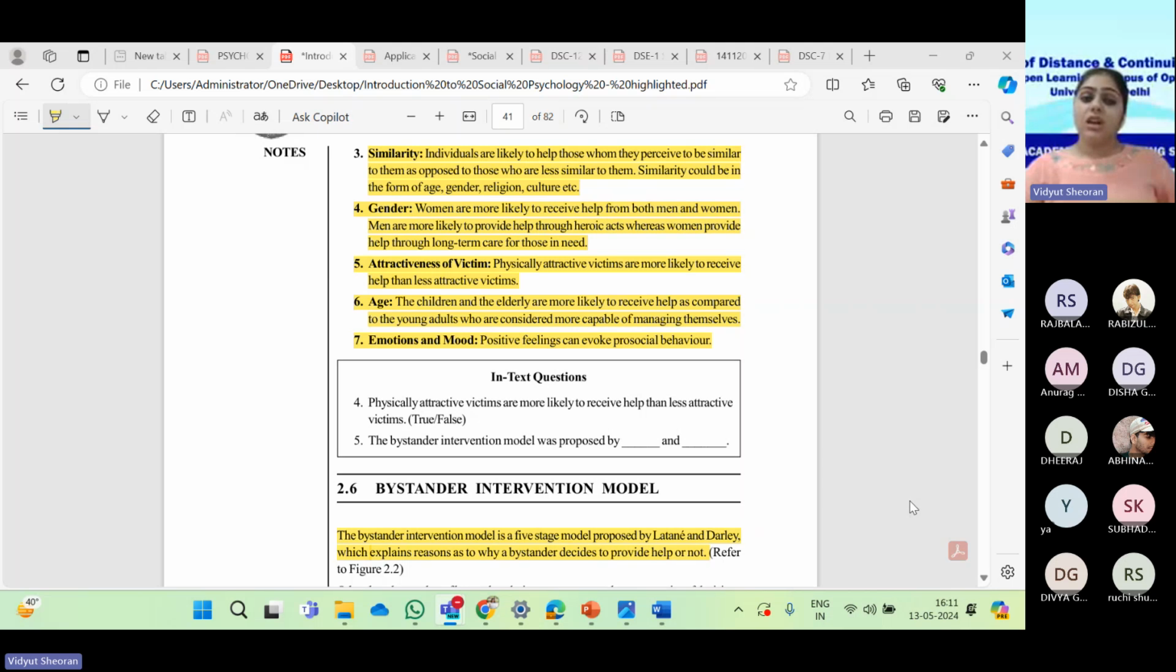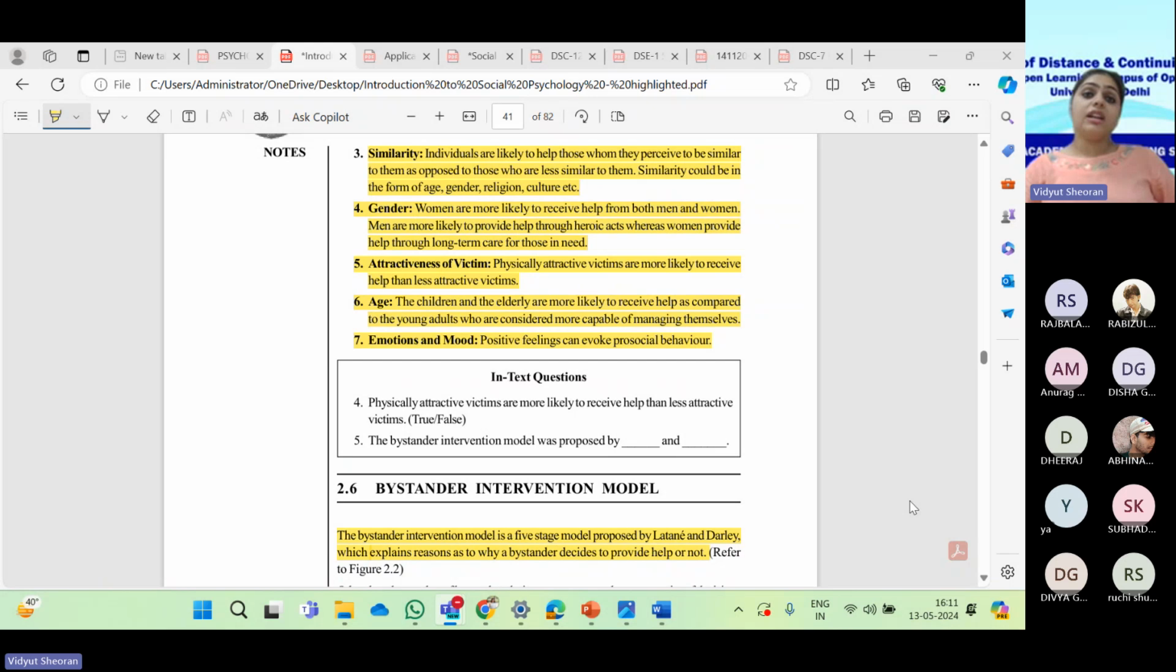So, those victims who are physically attractive, a very good looking person who requires help, be it a lady or a gentleman, receive help more easily as compared to the victim who is not so attractive. Then comes the age. People who are vulnerable receive more help than people who are less vulnerable.